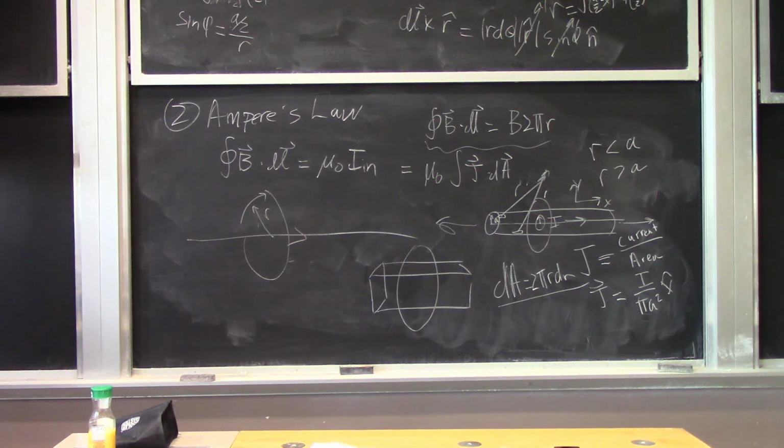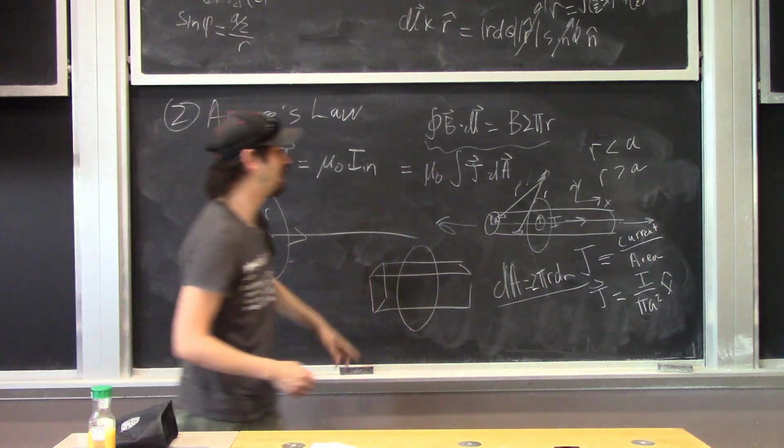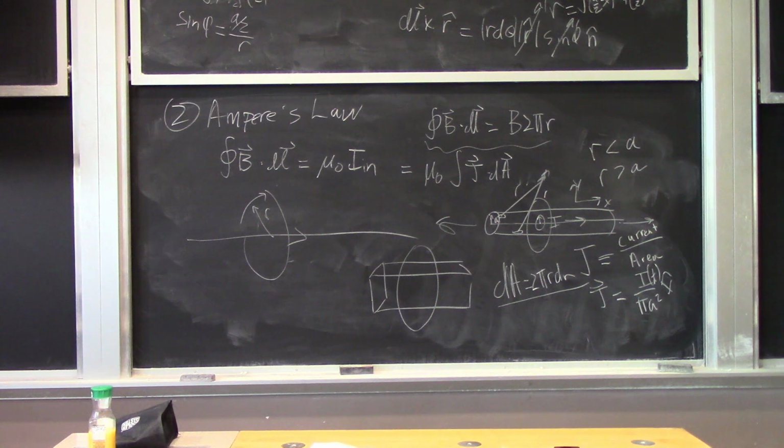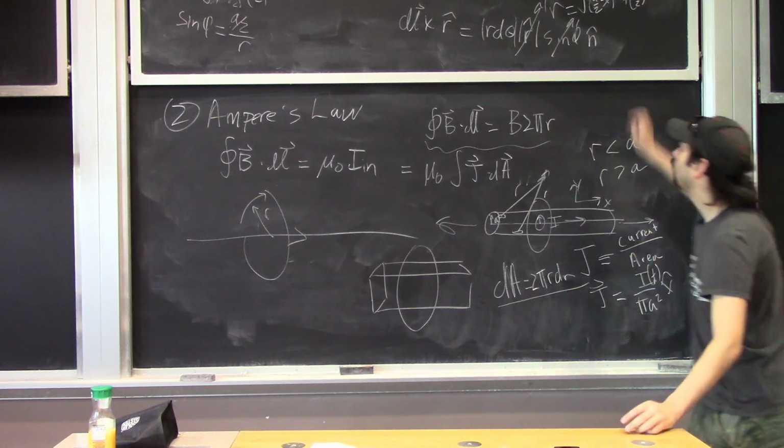What if you have an infinitely long wire, but it has a current that depends on time, and you want to find the magnetic field? Can you still use it? Yes, it's the same thing, only here, instead of having I, this becomes I of t. That's the only difference. Other questions? Okay, so that's Ampere's law.